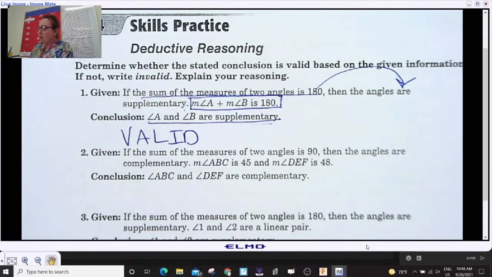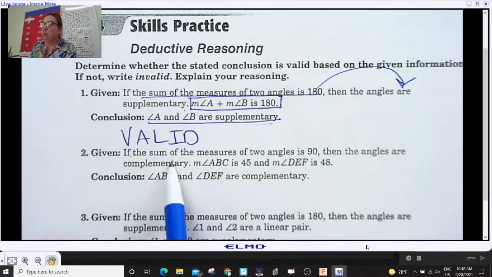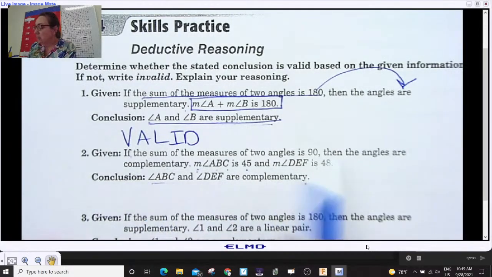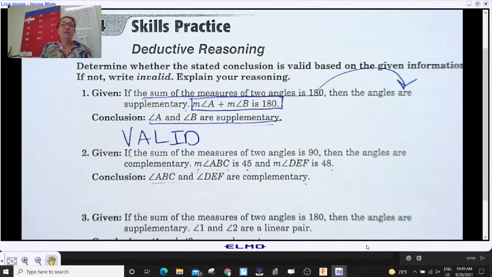Okay? Look at number 2. If the sum of the measures of two angles is 90, then the angles are complementary. Is that a true conditional statement? If the sum of the measures of two angles is 90, then the angles are complementary. Is that a true statement? Yes. Now, if I tell you the measure of angle ABC is 45 and the measure of angle DEF is 48, so that's the information that you're given, right? And the conclusion that they draw is that angle ABC and angle DEF are complementary. Is that a valid conclusion?